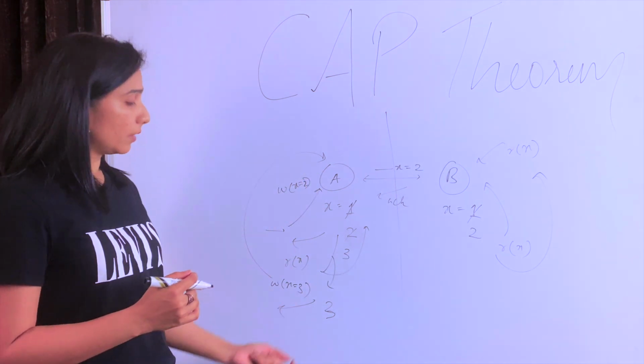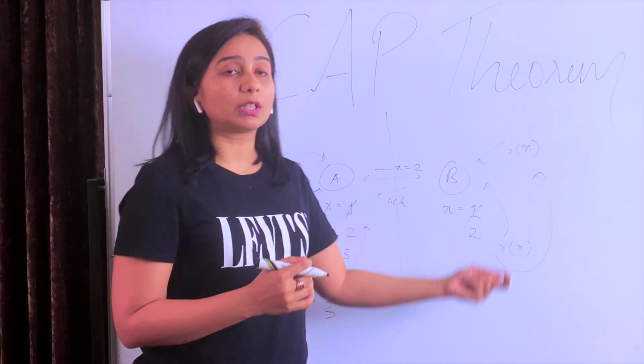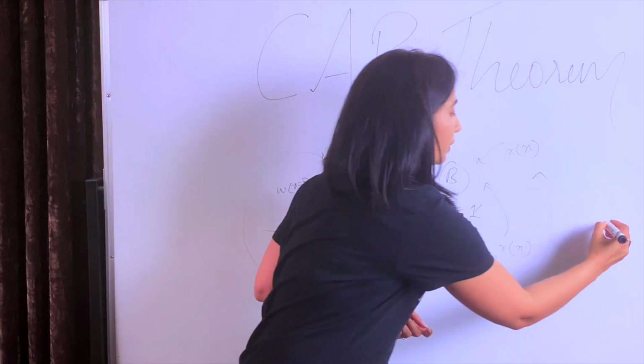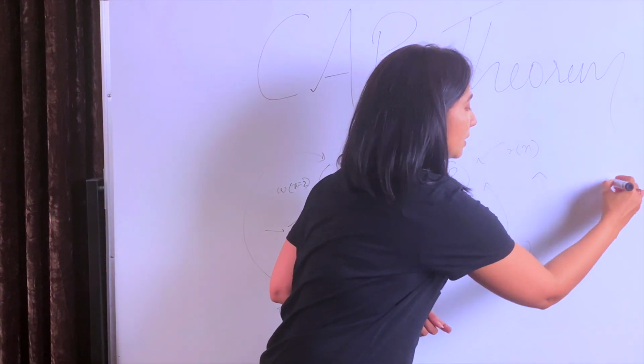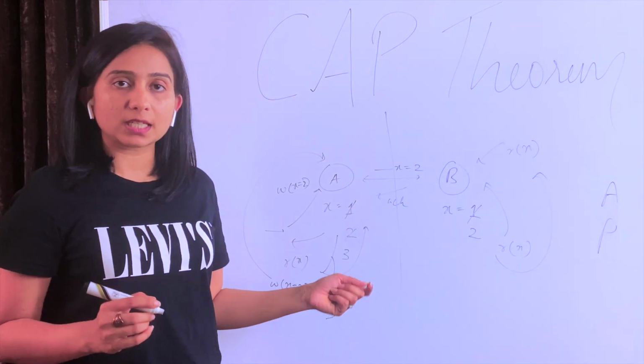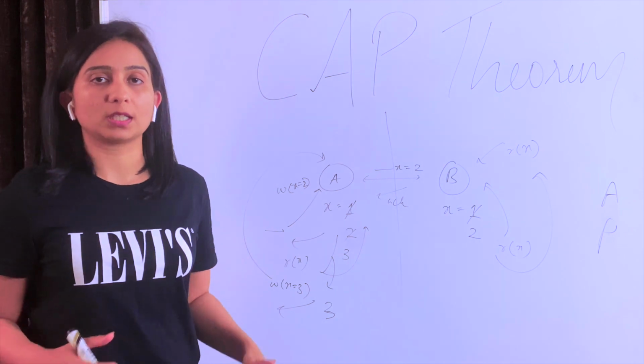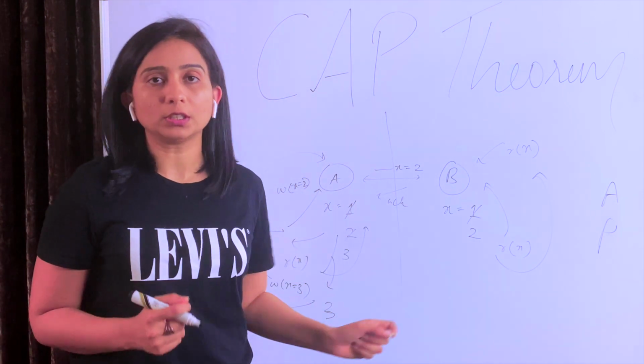One read is giving the value 3, one read is giving the value 2. So in this state, the system is able to tolerate partitions and the system is available. But is it consistent? No. Now let's suppose we say the system has to be consistent. B also has to return the correct value.